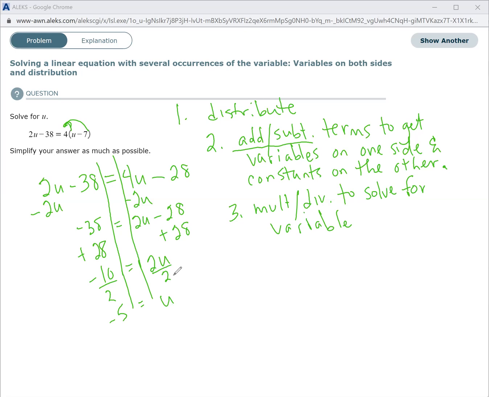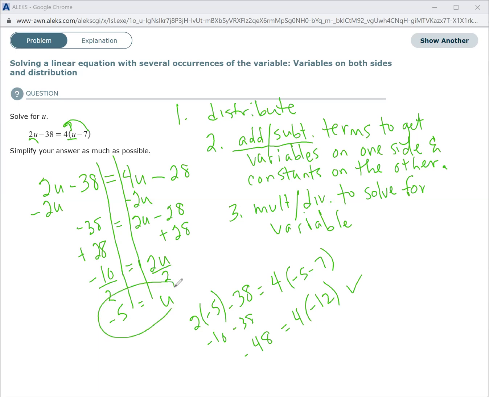And we can always plug it in to check. So if you're not sure you got the right answer, you can always plug in negative 5. So we get 2 times negative 5 minus 38. And we want to know, does that equal 4 times negative 5 minus 7? So I just took the original equation and plugged in negative 5 for you. So negative 10 minus 38 is negative 48. Is 4 times negative 5 minus 7 is negative 12. 4 times negative 12 is negative 48, so it works. So negative 5 is the correct answer.